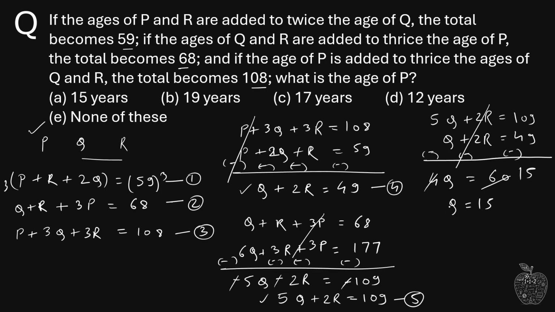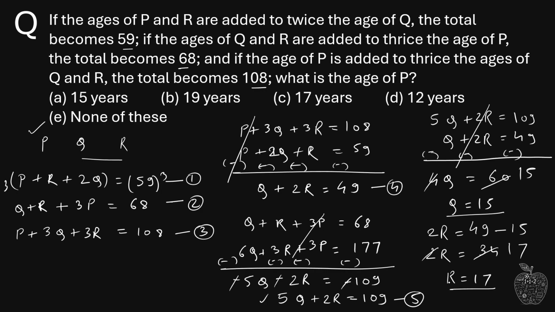Now what we'll do is substitute this value of Q in equation 4. So from equation 4 we get 2R equals 49 minus this Q, but Q here is 15. So 49 minus 15 will be 34. 2 1s are 2, 2 7s are 14. R here is 17. So we now have the value of Q and the value of R.